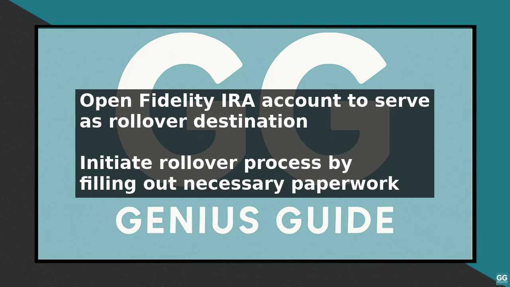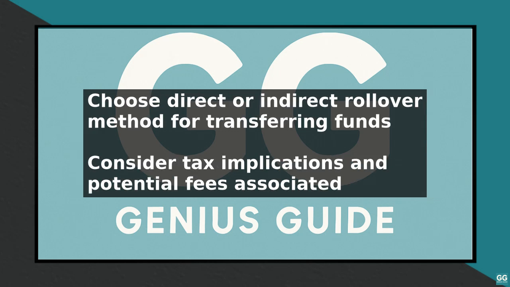A direct rollover is the recommended method, as it allows you to transfer your funds directly from your 401k to your Fidelity IRA without incurring any taxes or penalties. An indirect rollover, on the other hand, involves receiving a check for your 401k funds and then depositing it into your Fidelity IRA within 60 days.